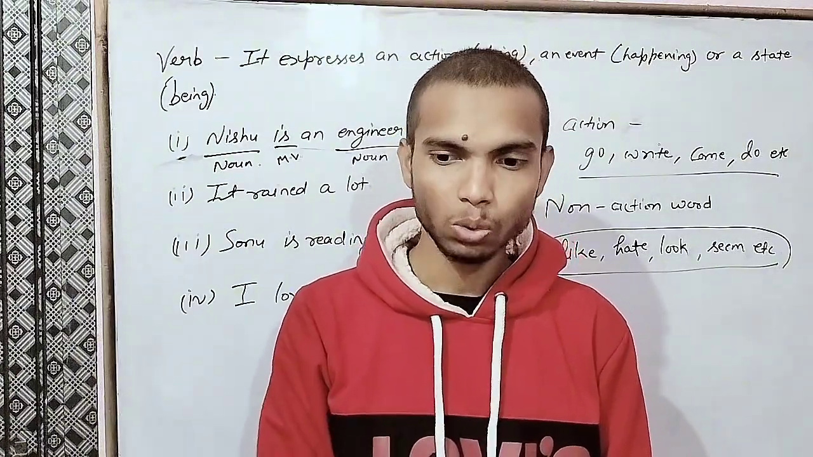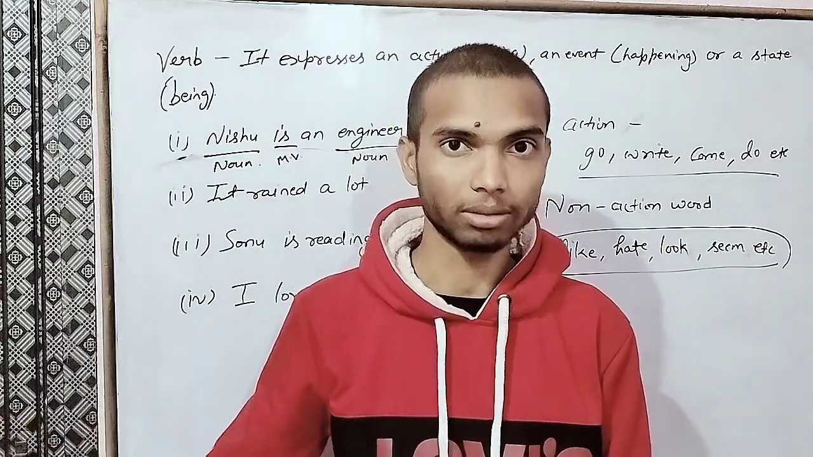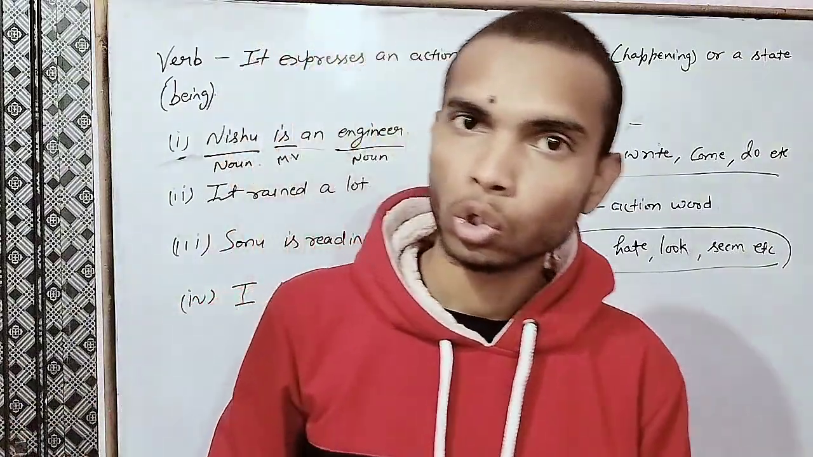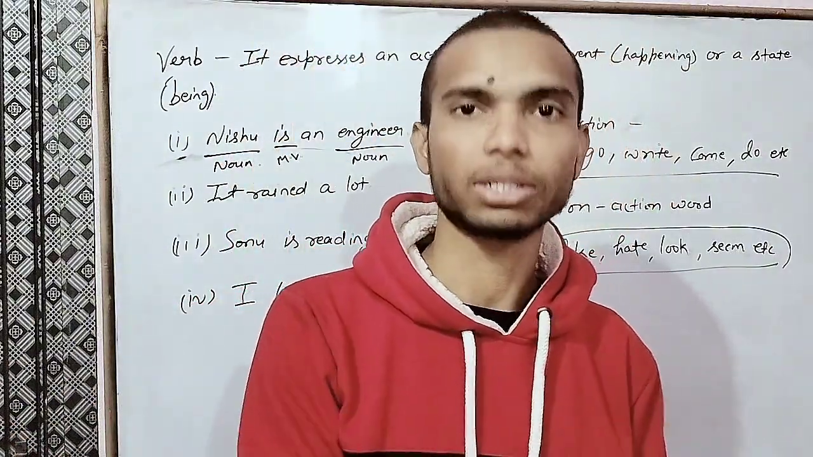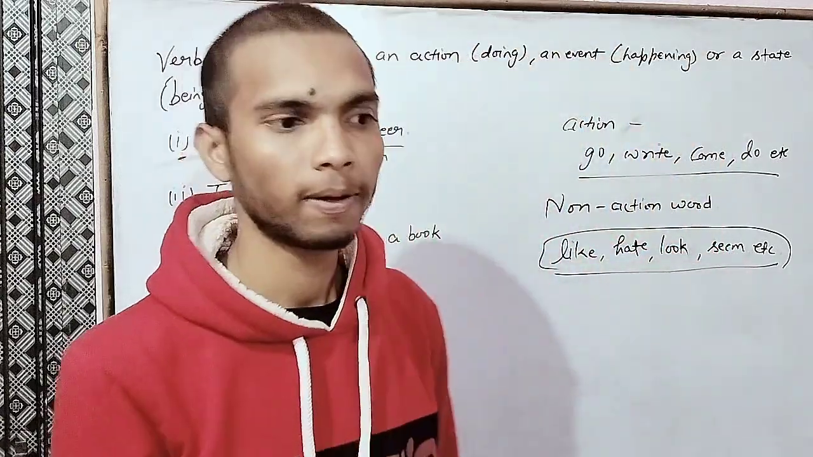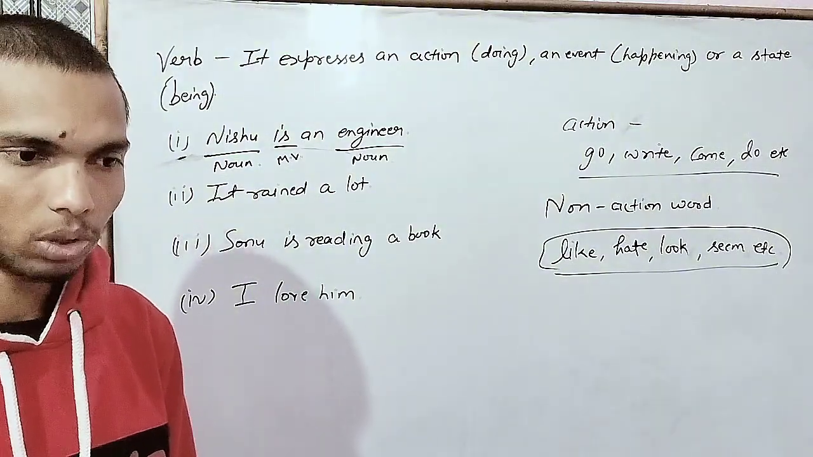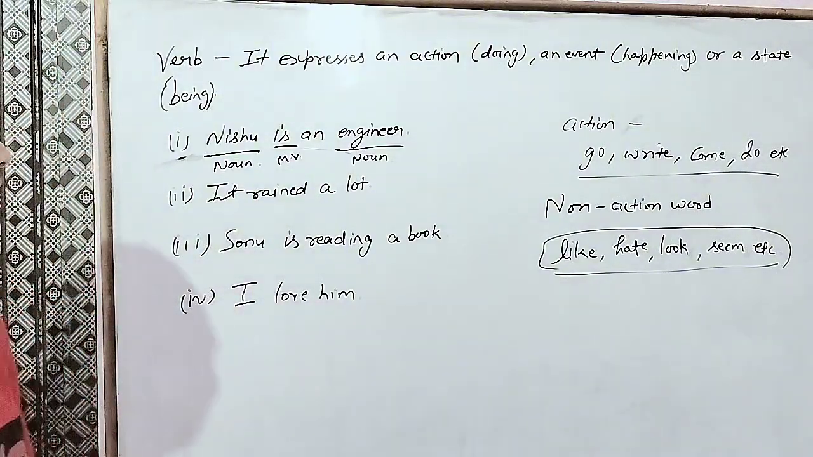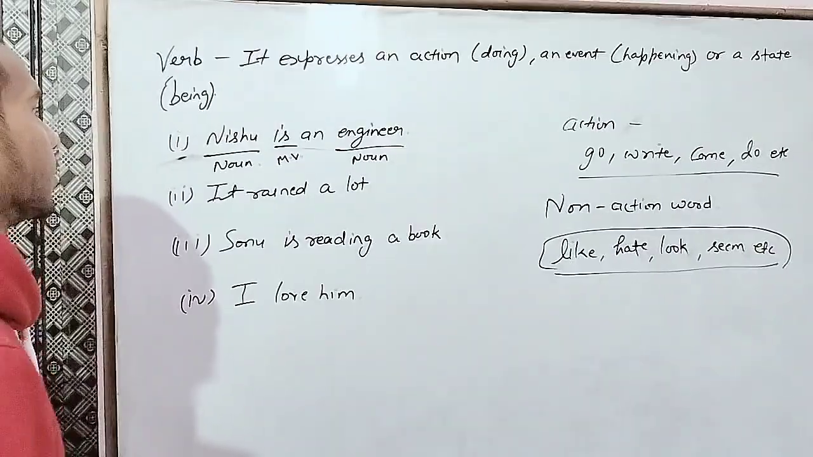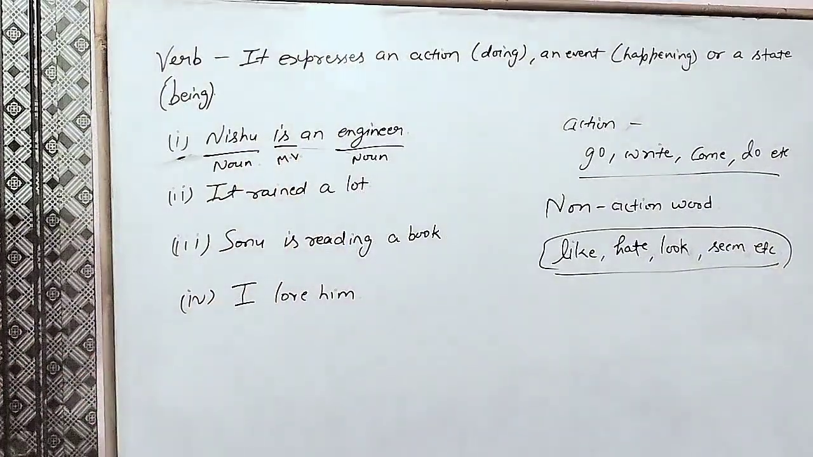Just Nishu is in any state, and which is what? Engineer. Nishu is an engineer. So here somebody is in rest, somebody is in a state. To describe a state, we don't take an action word. Rather, we take a non-action word. Clear?